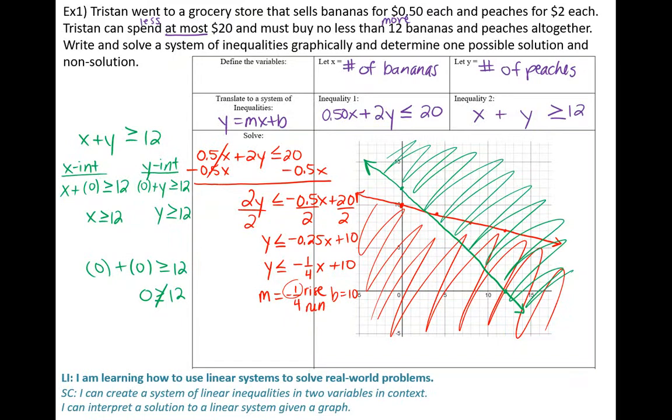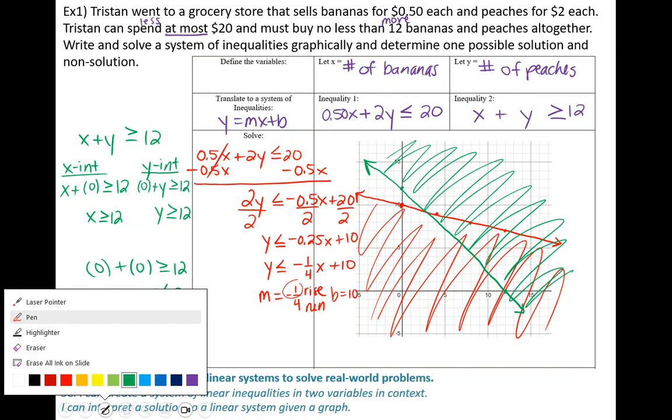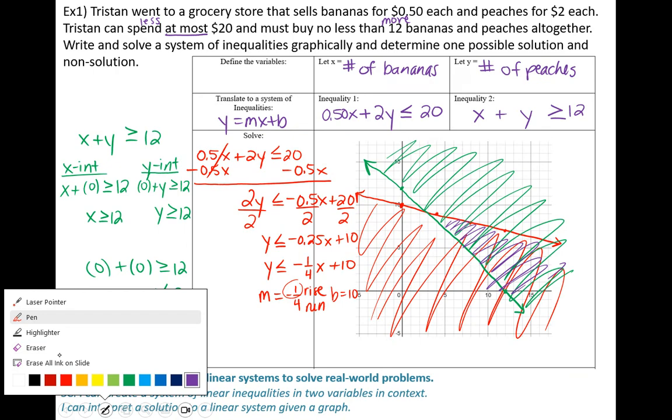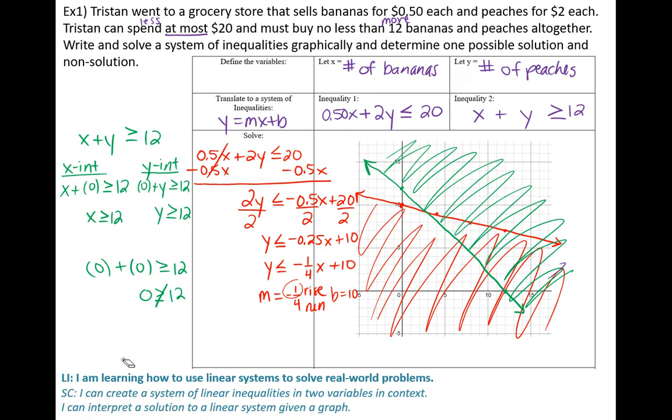All right, so what I'm looking for then is where those shadings overlap. In this case, my shadings overlap in this section right here. Got a little crazy with my shading there. Try that one more time. So that's where my shadings overlap. That is my solution. You may recall we talked about that, where the shadings cross. That is the solution section.